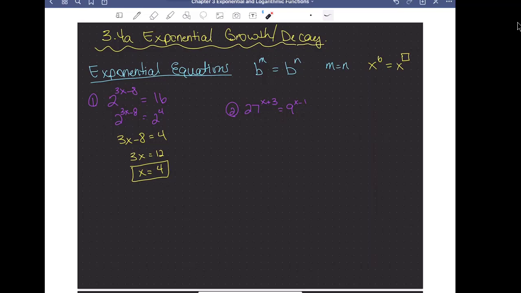So if I want 27, right? 3 to the first is 3. 3 squared is 9. What's 3 to the third? 27, yeah. So we can write 27 as 3 to the third. And we can't forget about our little x plus 3. So in parentheses, I'm just going to put my x plus 3 equals. So can we do the same thing with 9? Can we write 9 as 3 to something? Yeah, that's 3 squared. Then I still have my x minus 1.